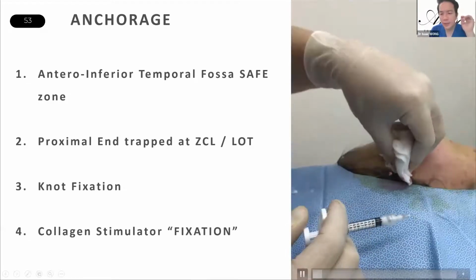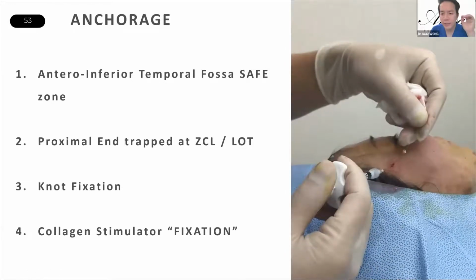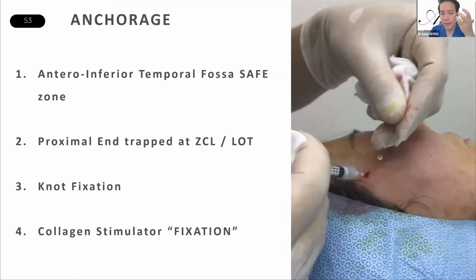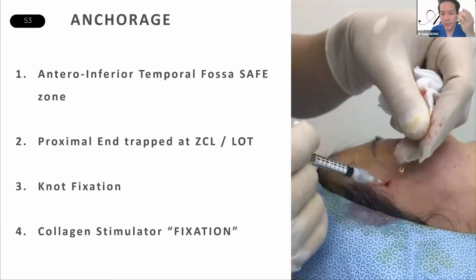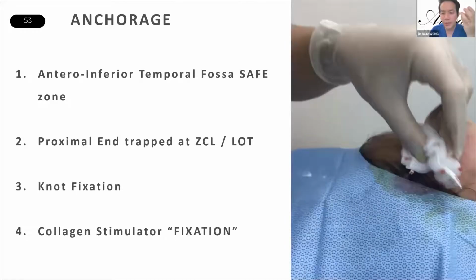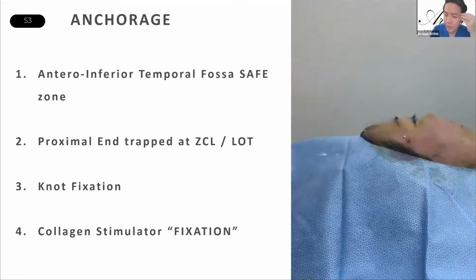Take a look. Here I'm demonstrating a collagen stimulator fixation. We know that collagen stimulators create a fibrosis effect. It recruits the macrophages and the fibroblasts, and it stimulates collagen production. So we want that collagen to be around the threads, and that causes a sticky effect at the area where the threads are located in the temporal fossa.